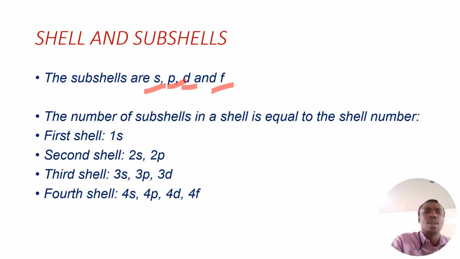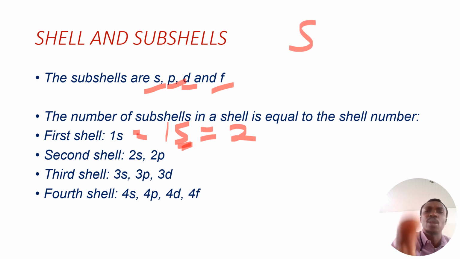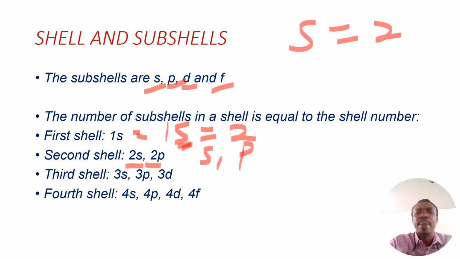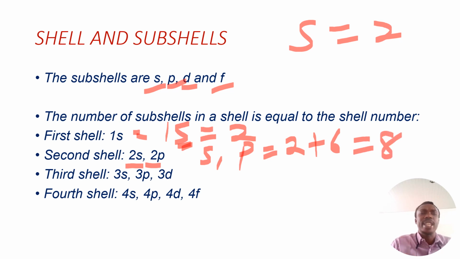Now the first shell will have just one subshell, which is the S subshell. And the S subshell can hold the maximum number of 2 electrons. So that means the first shell can only have a maximum number of 2 electrons, because the S subshell can hold the maximum number of 2. Then on the second shell, we have the 2S and the 2P. That means we have the S and the P subshell. So the maximum number of electrons that the second shell can hold is 2 plus 6, which is equal to 8. So the second shell can hold a maximum number of 8 electrons.